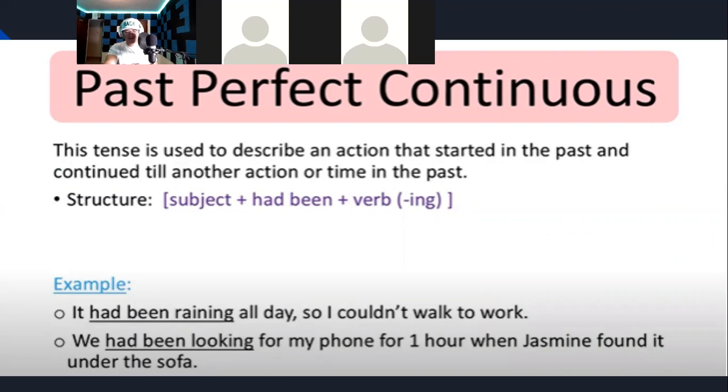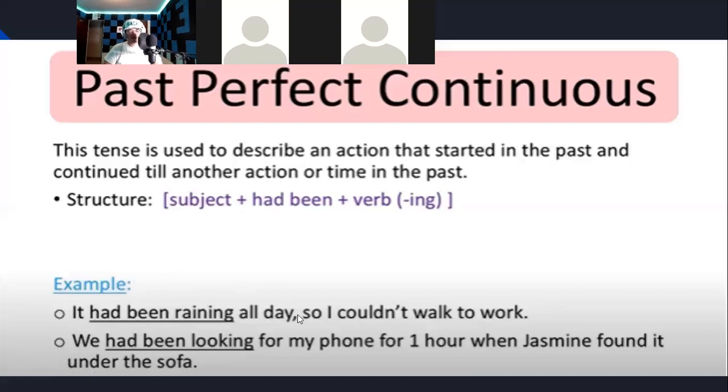understand here. And the structure is the subject plus had been plus the verb and then an ing. For example, it had been raining all day, so I couldn't walk to work. And this is accurate. It had been raining all day.